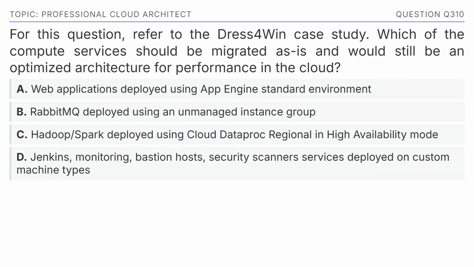For this question, refer to the Dress4Win case study. Which of the compute services should be migrated as is and would still be an optimized architecture for performance in the cloud? The options are: Option A, web applications deployed using App Engine standard environment. Option B, RabbitMQ deployed using an unmanaged instance group. Option C, Hadoop/Spark deployed using Cloud Dataproc Regional in high availability mode. Option D, Jenkins, monitoring, Bastion hosts, security scanner services deployed on custom machine types.